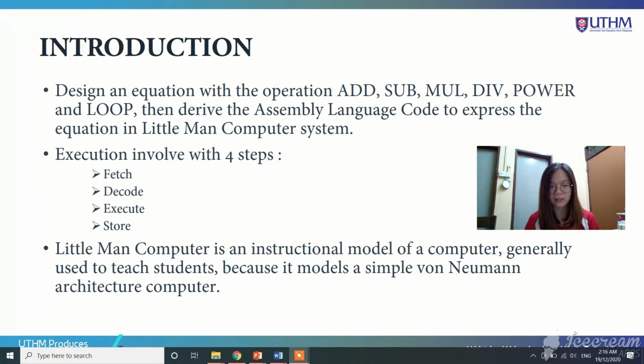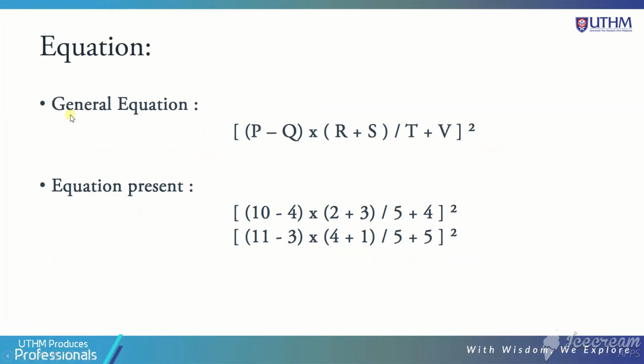The Little Man Computer is an instructional model of a computer. Generally, we use it to teach students because it models a simple von Neumann architecture computer. This is the general equation designed by our group, which is P minus Q times R plus S divided by T plus V, and then power of 2. The equation that we are going to present is this.